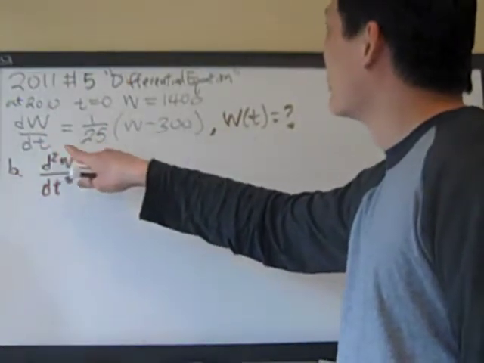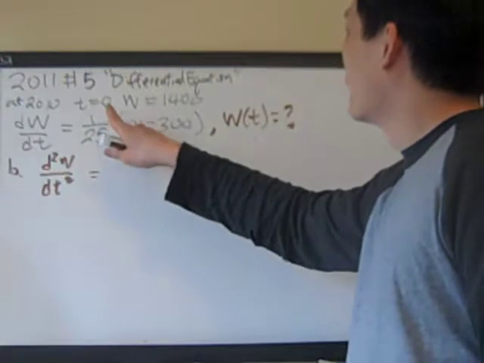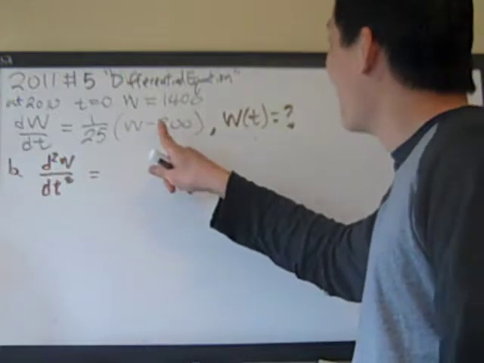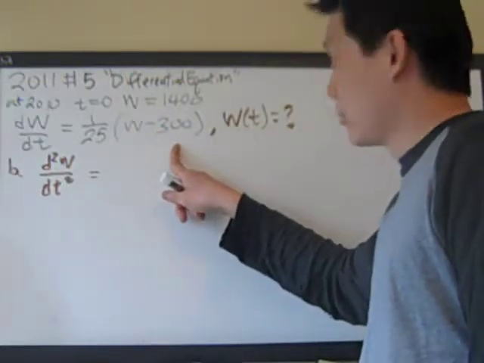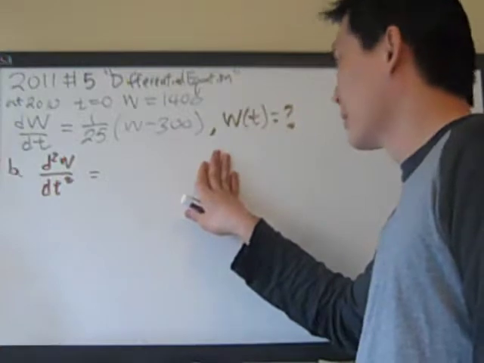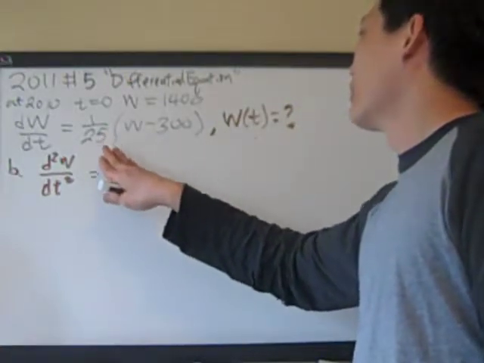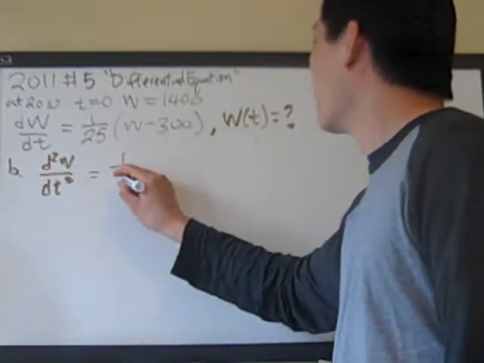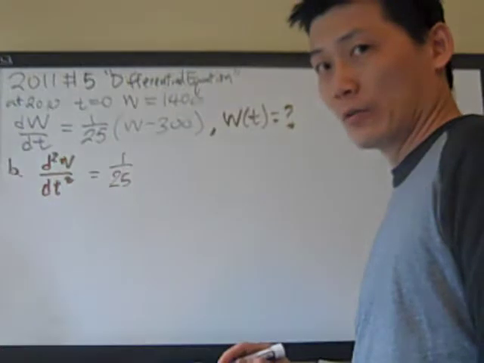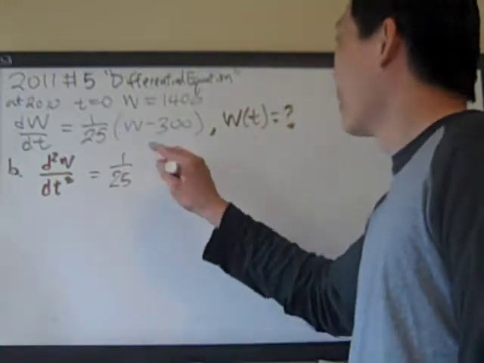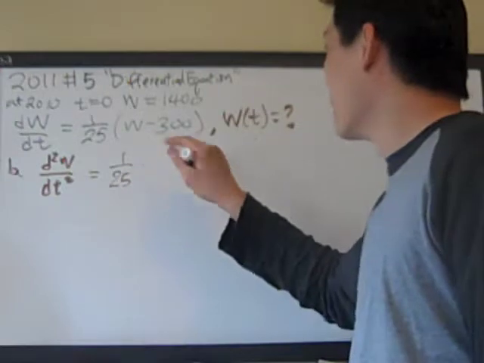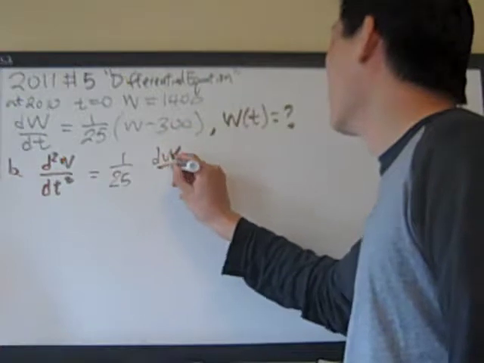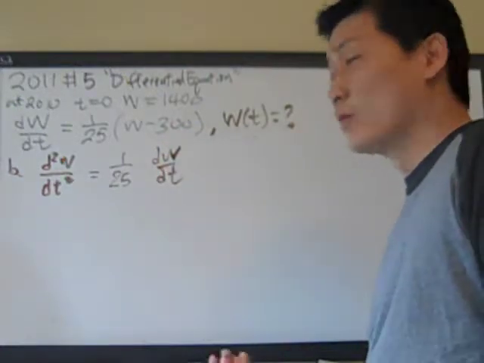Now notice dW over dt is equal to 1/25 W minus 1/25 times 300, which becomes a constant. So when you have 1/25 W and you take the derivative of that, you get 1/25. But then the derivative of the inside function, W, with respect to t, will be dW dt. Okay? Very, very simple.